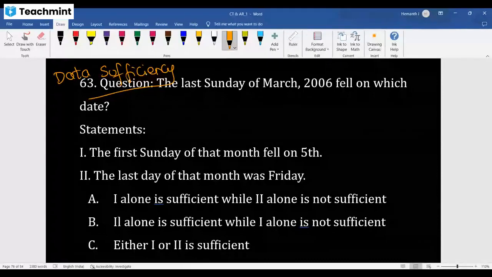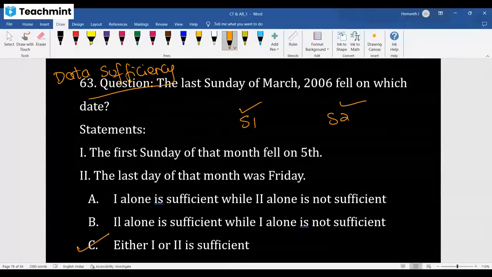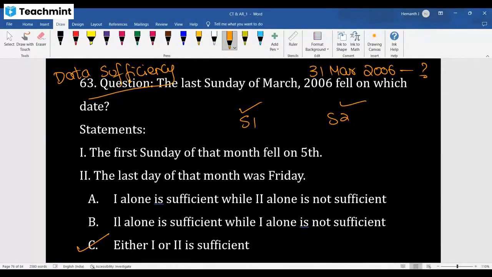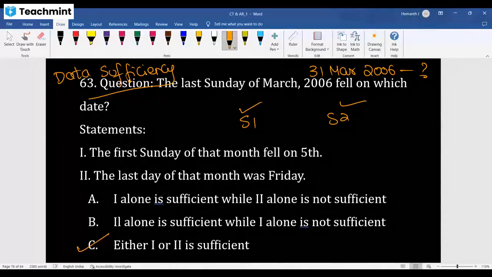So statement one alone, statement two alone, or each one? If I know the 5th is Sunday, what is the 31st? Last day means the 31st, they're asking. 31st March 2006, yes, I can decide. And the last day of that month, this is the same context, March only. Of that month means March month. Yes, March month's last day is Friday, so we can decide.